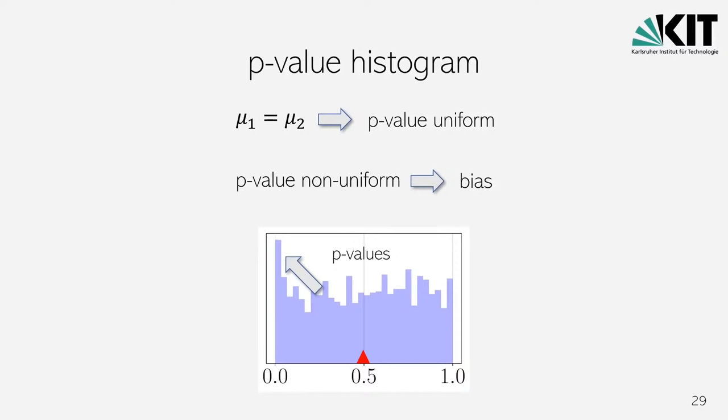Also, please note that this argument does not work the other way around. A uniform histogram does not necessarily indicate that the individual p-values are uniformly distributed, nor does it prove that there is no bias. Okay, so finally, let's take a look at a couple of examples of Welch's t-test in action.